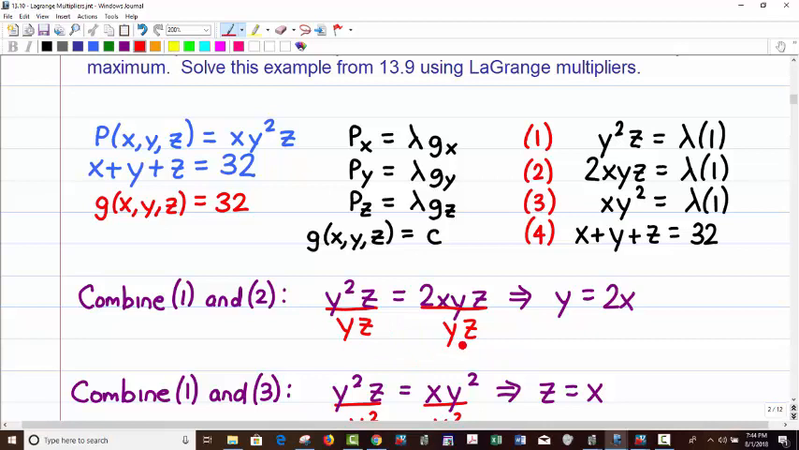So I divided by yz on both sides, which I could have done by bringing the right side over to the left and factoring out a yz, either way. But long story short, these first 2 equations lead to the fact that y will for sure equal 2 times x.